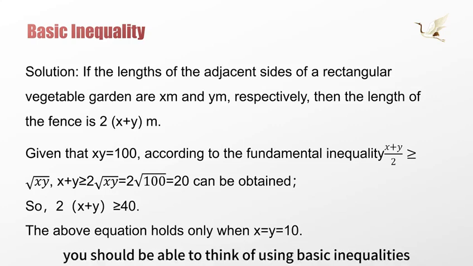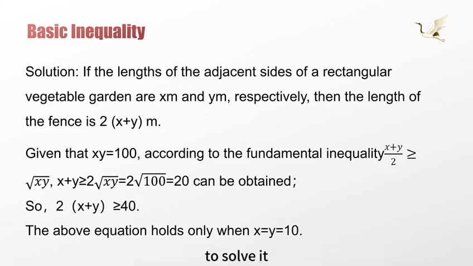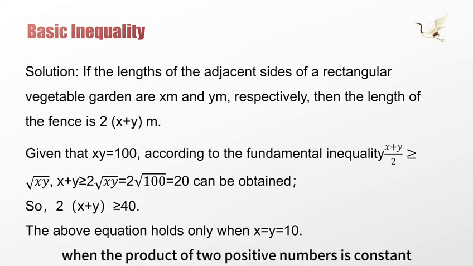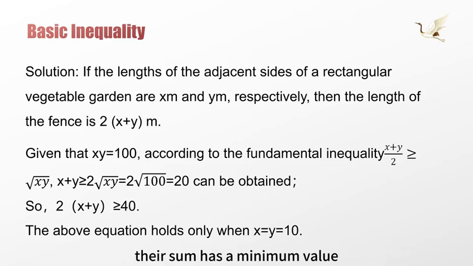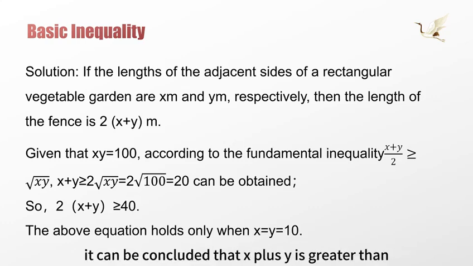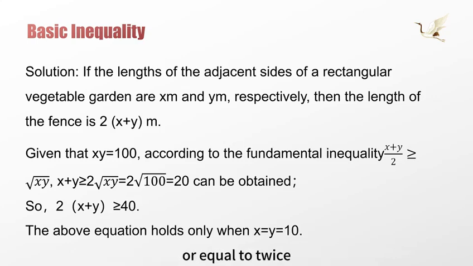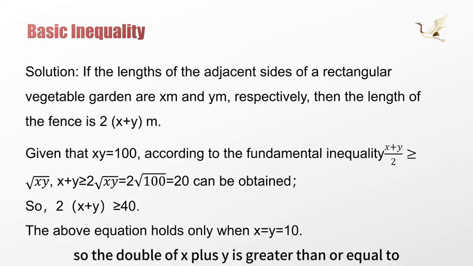You should be able to think of using basic inequalities to solve it, because when the product of two positive numbers is constant, their sum has a minimum value. So according to the basic inequality, it can be concluded that x plus y is greater than or equal to twice the root of x multiplied by y. Since x multiplied by y equals 100, x plus y is greater than or equal to 20, so twice (x plus y) is greater than or equal to 40.